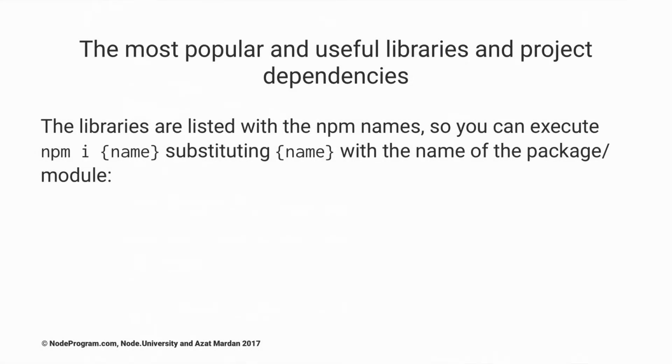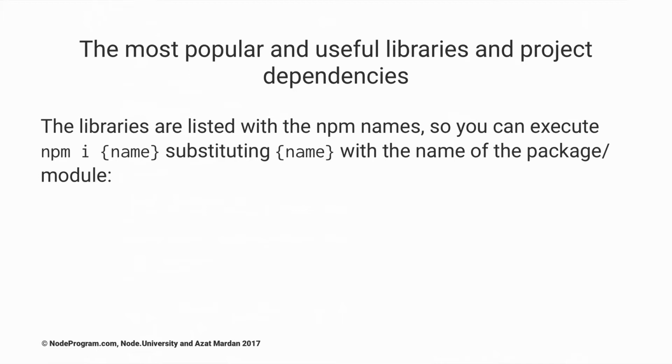The next topic I want to talk to you about is the most popular and useful libraries for projects. So what are the project dependencies? It's something that you would require or import with the ES6 import statement. So something that you bring into your project, something that your project depends on. It requires that package. It's not going to work without that package. And typically, we install it with npm i or npm install. You would install it locally into your project folder.